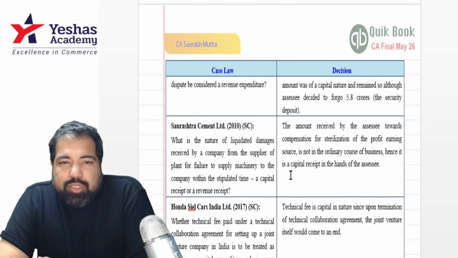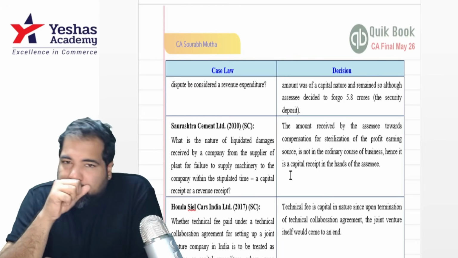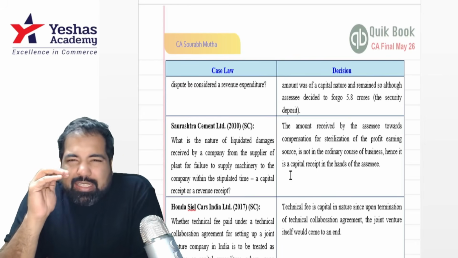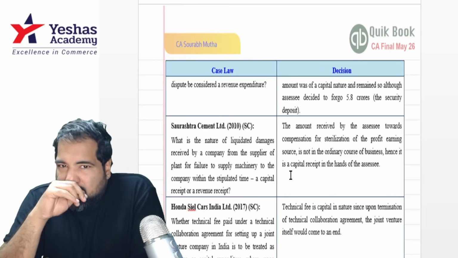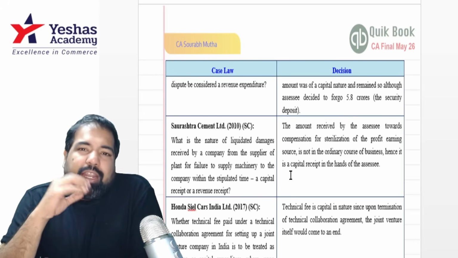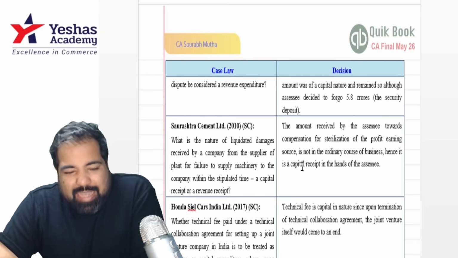Next, Saurashtra Cement. Shortcut: cement is liquid. Have you seen cement, guys? In raw form, it is liquid. So, guys, they had to pay some liquidated damages. That means, guys, for some work, they had earned some damages. Example: someone is supposed to supply some goods, they did not supply on time, you charge them some money and they paid you some money. Is that a capital receipt? Yes, it is a capital receipt.